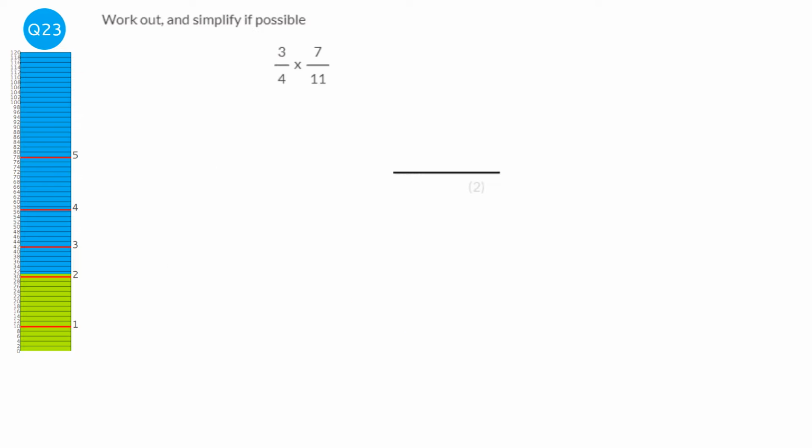To multiply fractions, all you need to do is multiply the tops. 3 times 7 is 21. And multiply the bottoms. 4 times 11 is 44. We see whether we can simplify this, but actually there's no number that goes into 21 and 44. So it's 21 over 44 is our answer.